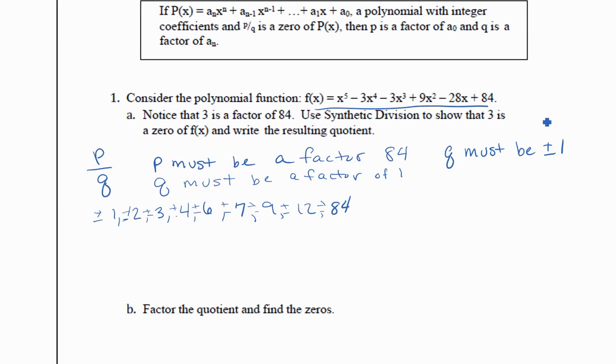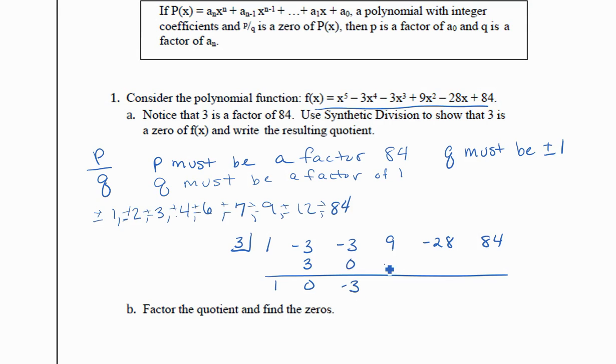Now, it says use synthetic division to show that 3 is a 0. Okay, so if you find that one is a 0, you can do synthetic division to then help factor it. So we would have 1, negative 3, negative 3, 9, negative 28, and 84. So we'd have 1, 3, 0, negative 3, negative 9, 0, negative 28. Oh, I guess we did miss some, because 28 would have been up here. But anyways, we would list all the factors of 84 up there.